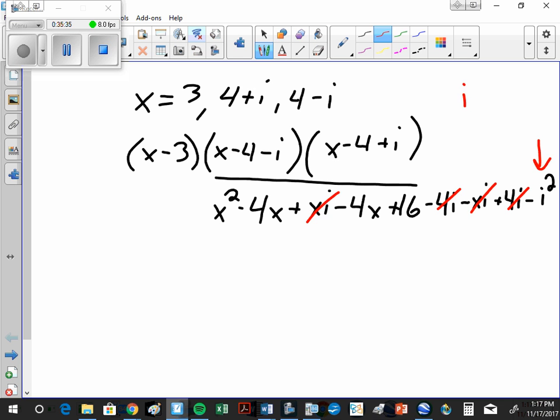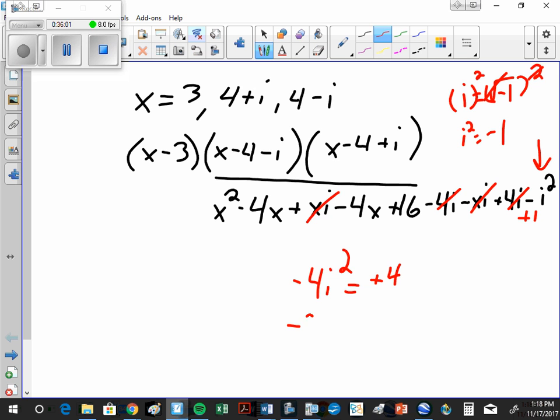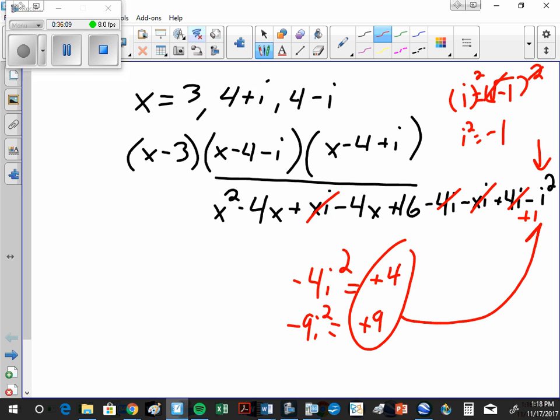Nope. i is equal to the square root of negative 1. So if I square both sides, I get i squared is equal to negative 1. So negative i squared is really just plus 1. What is negative 4i squared? It's really just plus 4. What is negative 9i squared? It's really just plus 9. So these are the numbers that you'll end up with over here depending on what i's you multiply together.